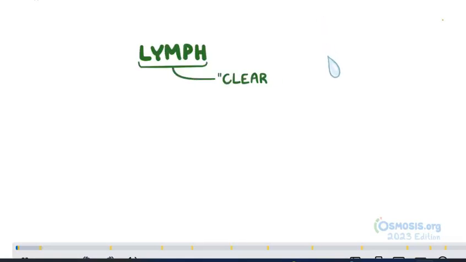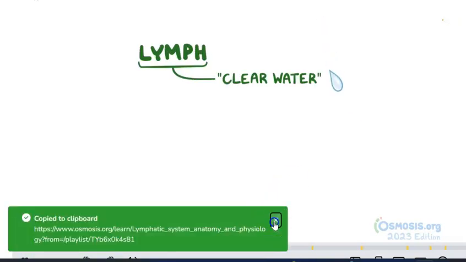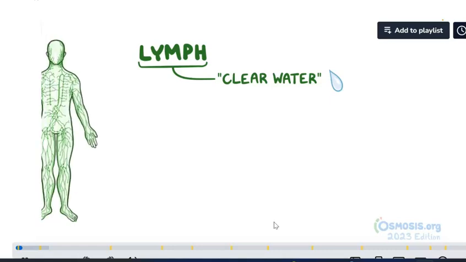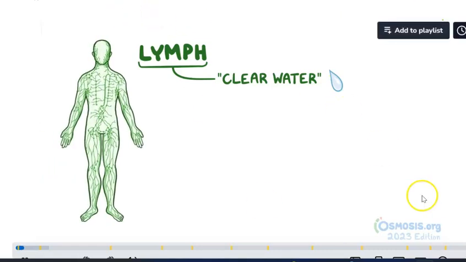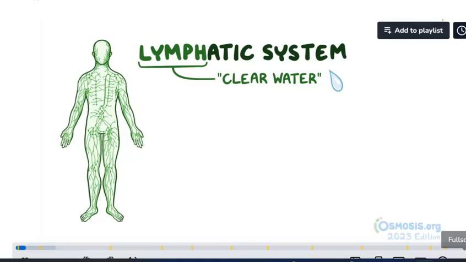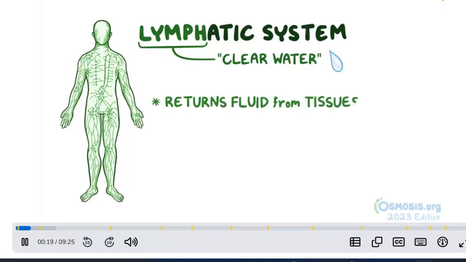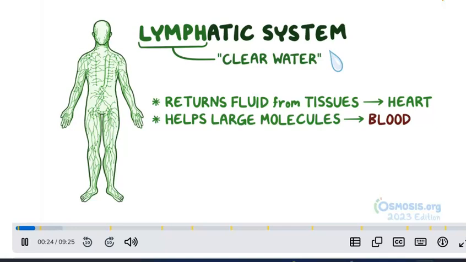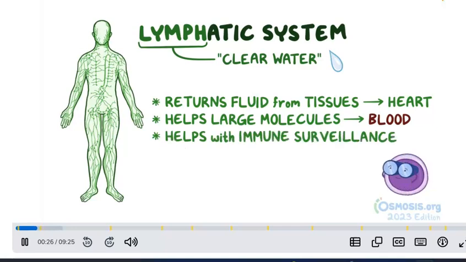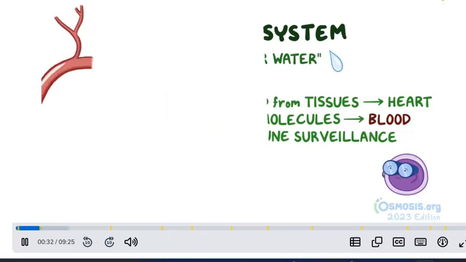Lymph means clear water in Latin, and it describes the fluid that flows through the lymphatic vessels and lymph nodes, which make up the lymphatic system. The three major roles of the lymphatic system, the reason we need it in the first place, are that it returns fluid from the tissues back to the heart, it helps large molecules like hormones and lipids enter the blood, and it helps with immune surveillance to keep infections from running amok. So let's take a closer look at lymph and where it comes from.